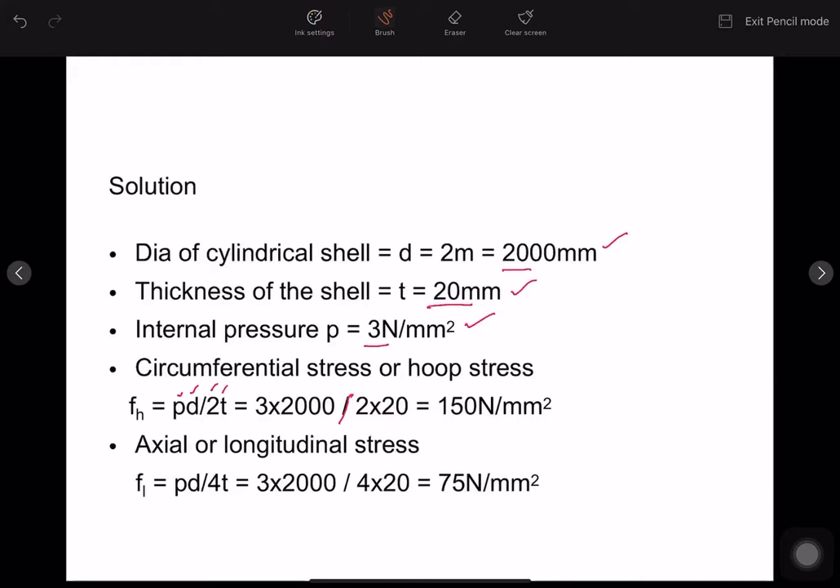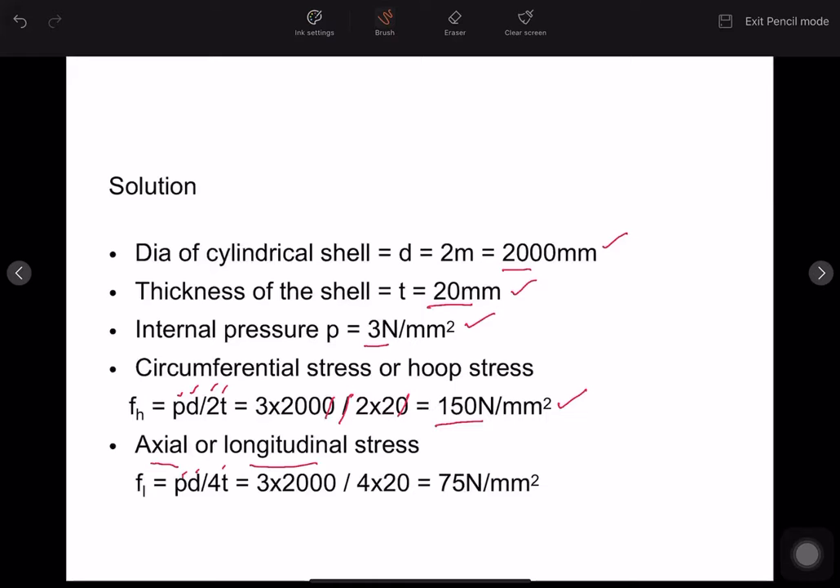So ultimately we can get the value of 150 Newton per mm square. So in the same manner we can calculate axial or longitudinal stress, because we have already found out the equation for both the stresses. Sigma L or f L equals to PD by 4T.